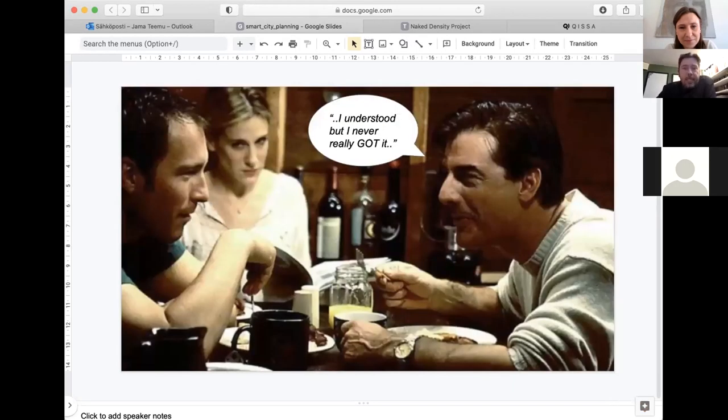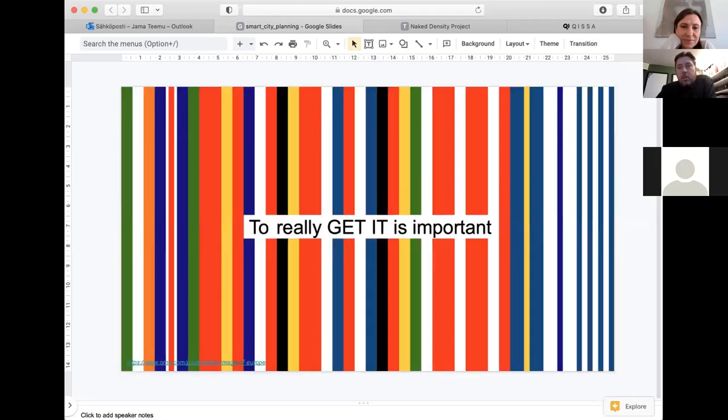In American English they have this "get it" concept commonly used: do you really get it? And it's really related to that. You may understand even the logic and what you see, but do you really get it? That's the issue I'm interested in, and I believe you should do this when you are more fluent with the technology. So to end this presentation, to really get it is important. So go slowly.